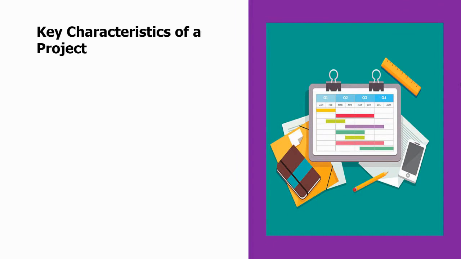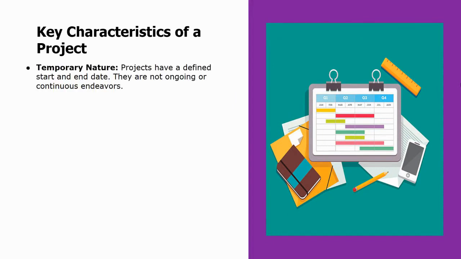Now, there are key characteristics of a project that will enable us to identify a project once we see it. Number one, a project is temporary in nature. Projects have a defined start and end date. So a project is not everlasting. A project is not like an operation that has no end, but a project is temporary in nature. So it means that every project must start and end.